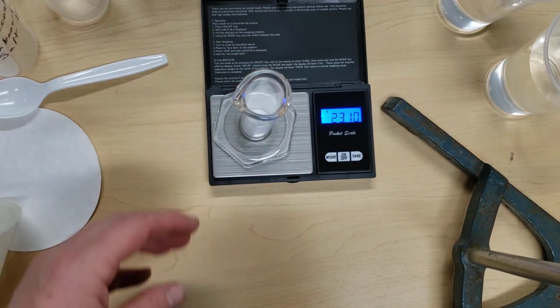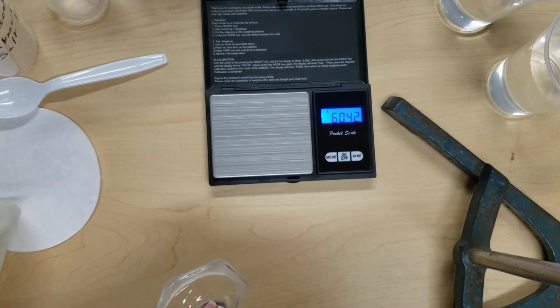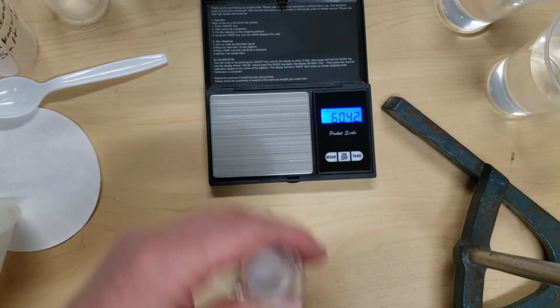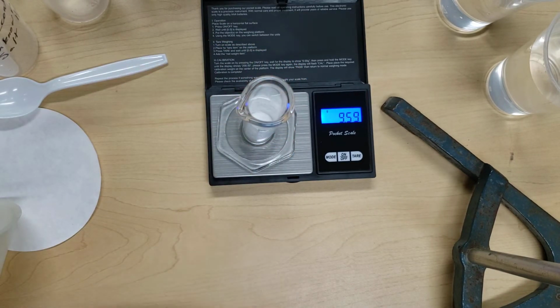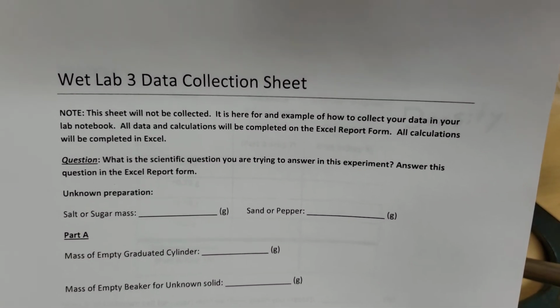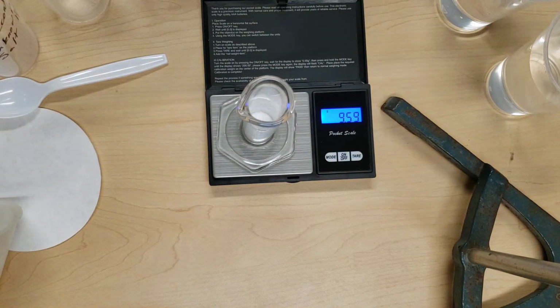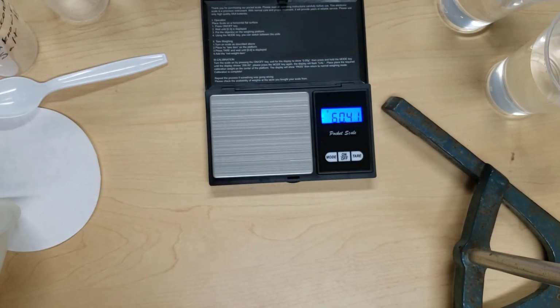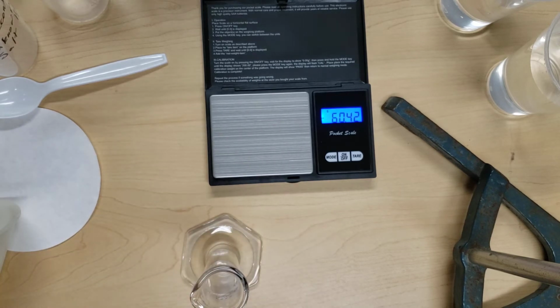Once we have our 10 grams, that is going to be the salt portion, and you want to record the mass and include it. You're going to need it in your Excel sheet. There is also on the last page a data collection so you can report the amount of salt that you're using. So record that amount, and we're going to use that in order to make our unknown solution.